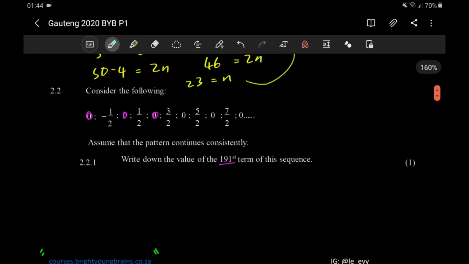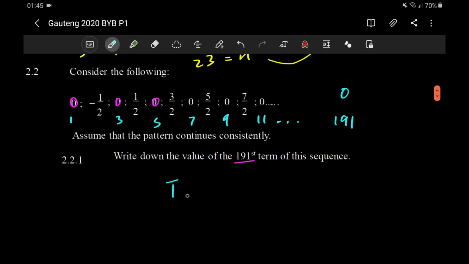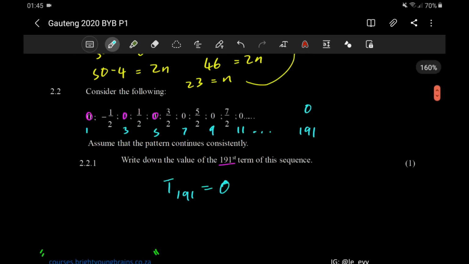But anyways, the easiest thing to do for yourself here is to look at the zeros. You see 0 is in position 1, it's in position 3, position 4. No, bro, this is position 5. Position 5, 7, 9, 11, going on and on. These are the odd numbers, so obviously at position 191 there is going to be a 0. T191 is just going to be a 0. They'll give you 1 mark for that. Nothing crazy, nothing major.